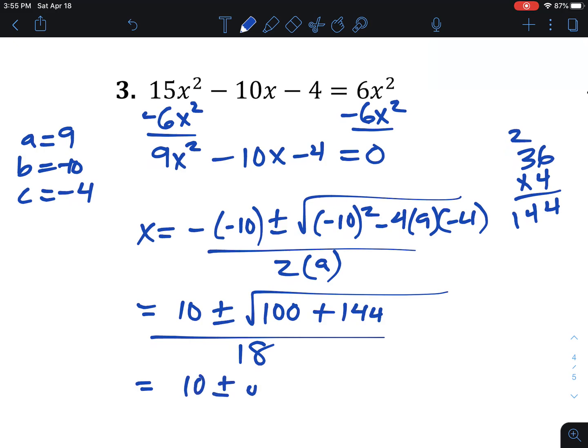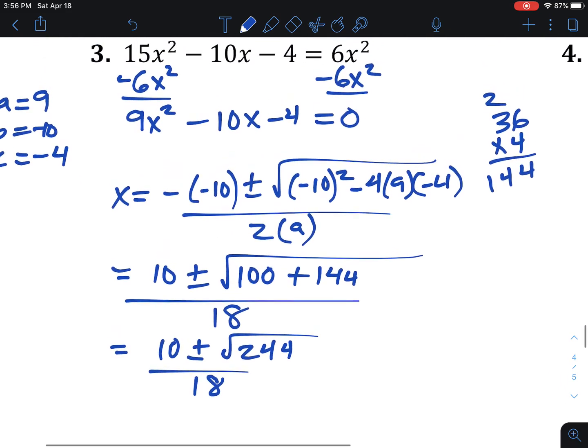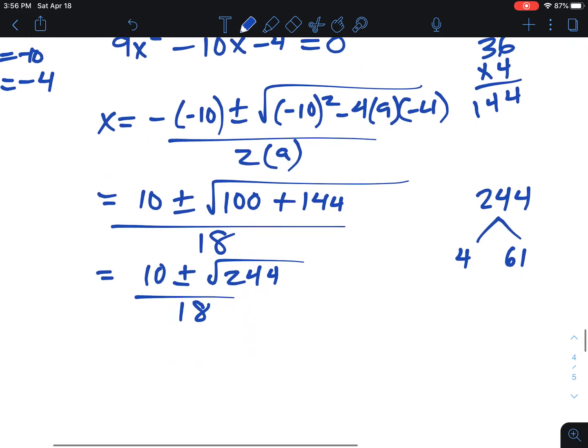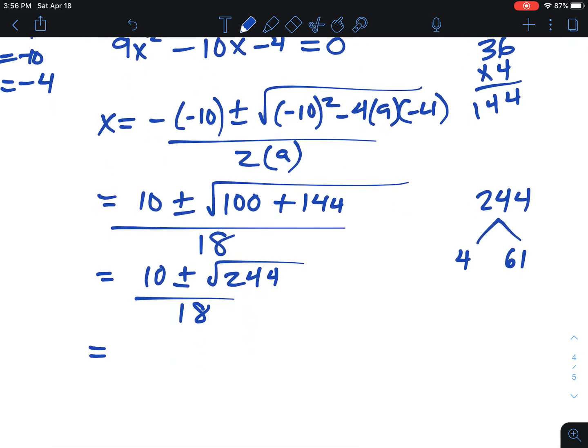Okay, well, let's see, this is 10 plus or minus the square root of 244 all over 18. Let's see if we can simplify that further. So perfect squares that go into 244. Well, it looks like 4 is going to work because 4 goes into 24 and it goes into 4. So let's break that up into 4 times something. Looks like that would be 61. 4 times 61 would be 244. And 61 is a prime number, so we're basically done.